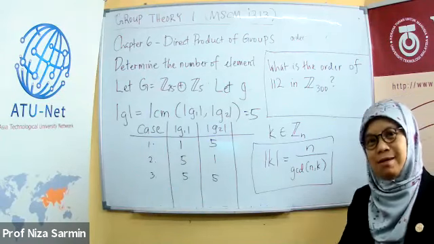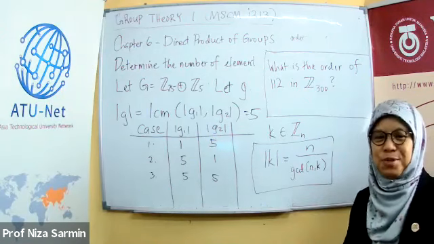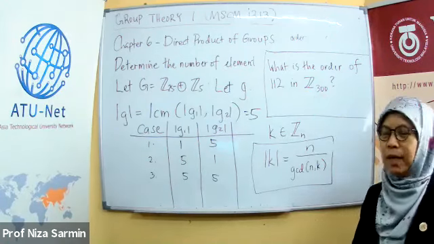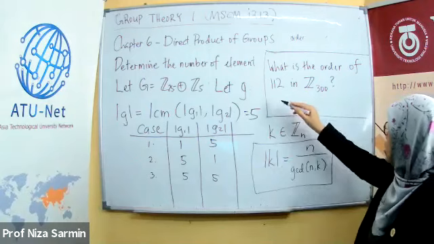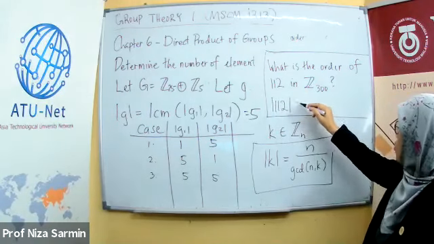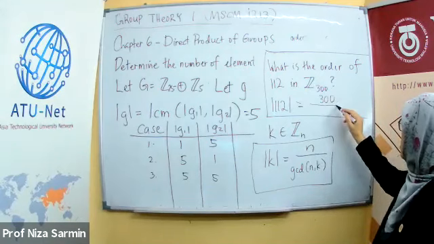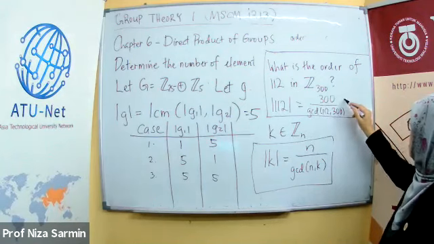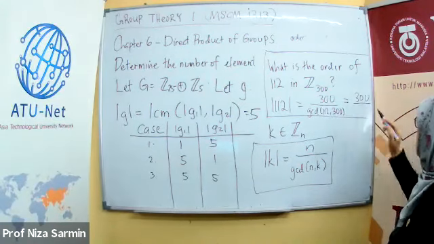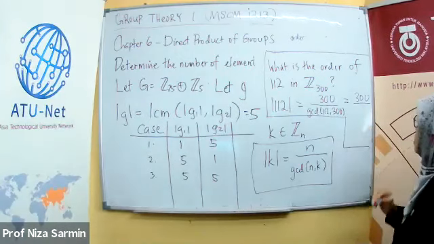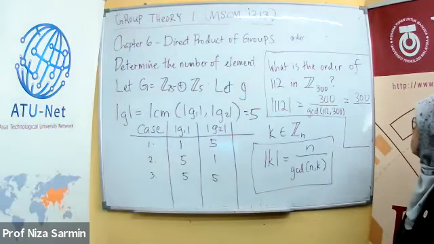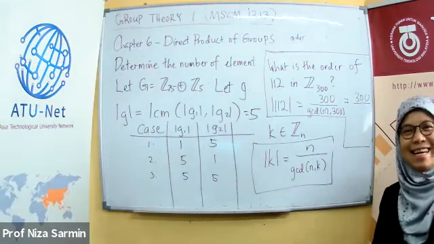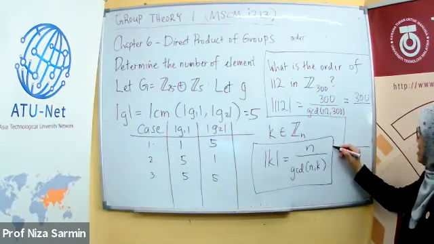You don't want to multiply, right? How many times? You don't want to find all factors of 300. There's many. So using this formula, the order of 112 is 300 over GCD. What is the GCD? How do you find GCD?